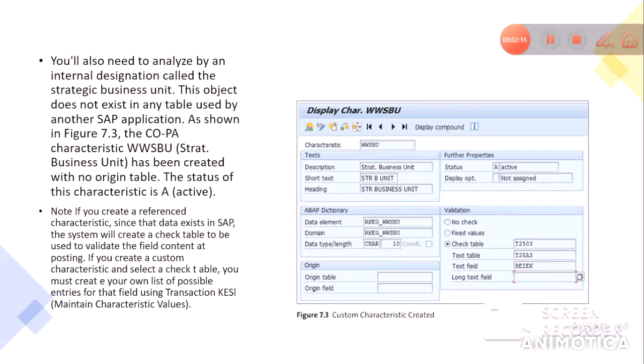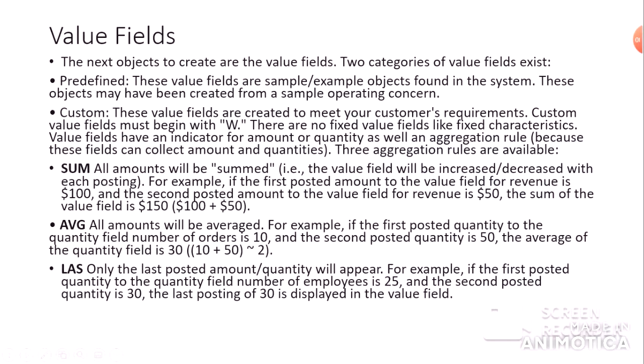So if you create a referenced characteristic, since the data exists in SAP, the system will create a check table to be used to validate the field content at posting. If you create a custom characteristic and select a check table, you must create your own list of possible entries for that field using transaction KESI, maintain characteristics values. So custom characteristic created.